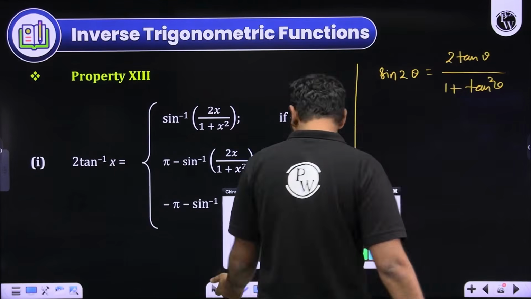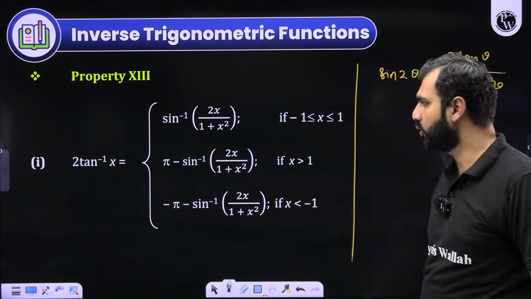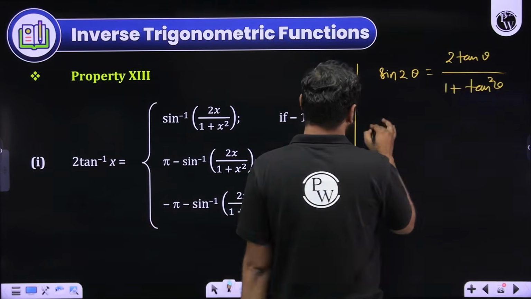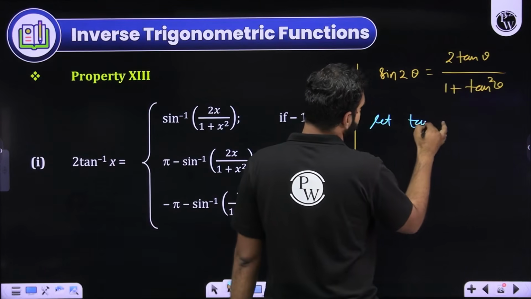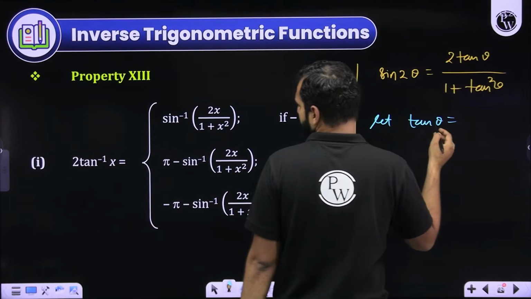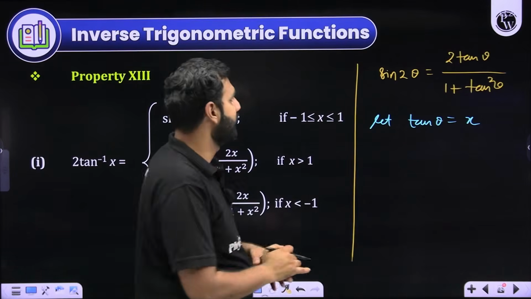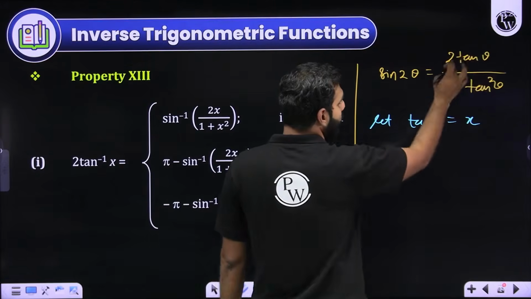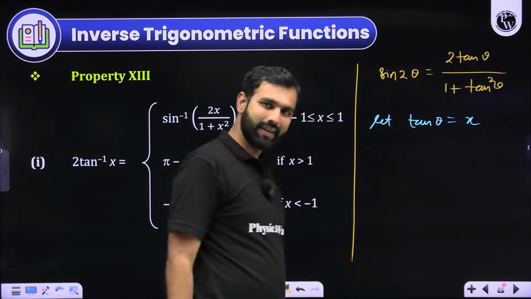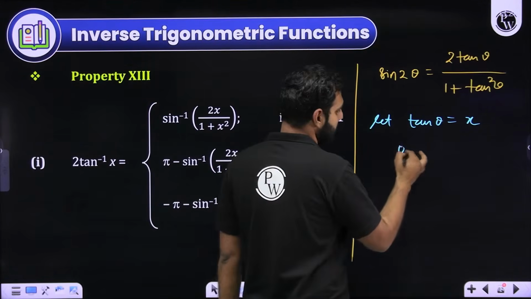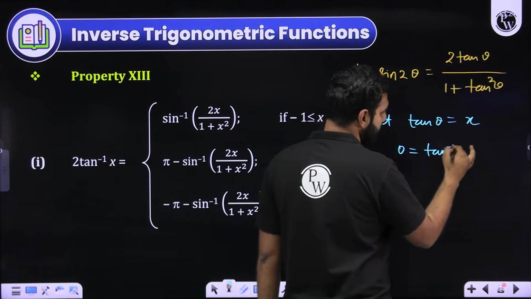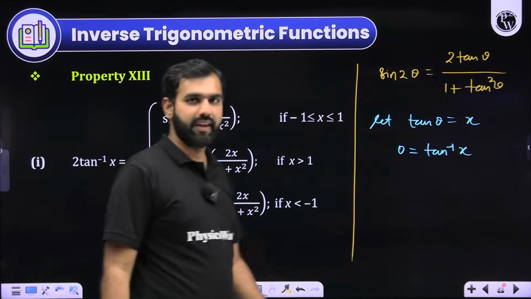I'll simply try and tell you, see, what do we need to prove? Can I, for a while, take tan theta as x? So what result do I have? Sir, on the right hand side, you have 2x upon 1 plus x square. Great. So what is the value of theta? Theta we have written as tan inverse x. Did you get that? Any confusions on that?